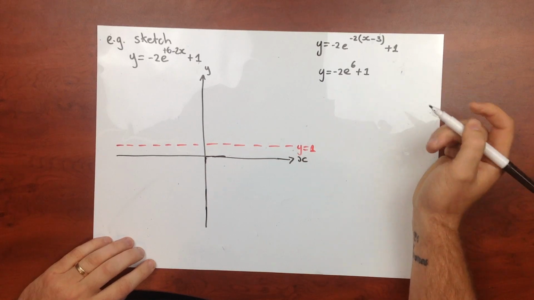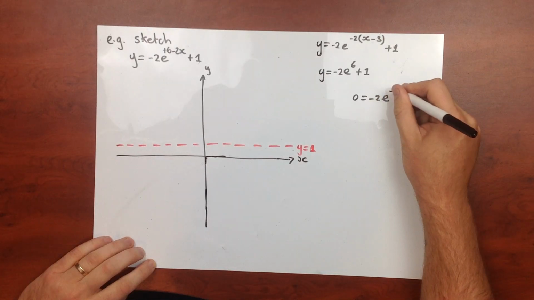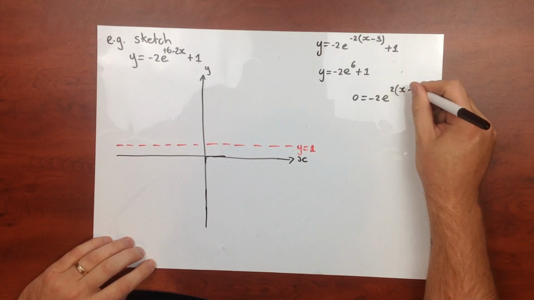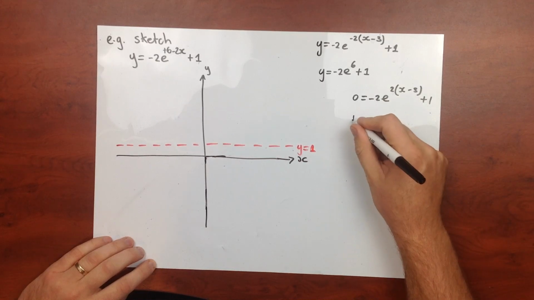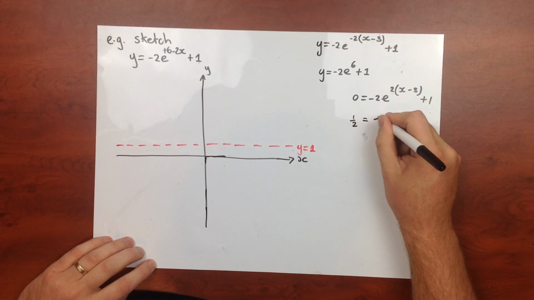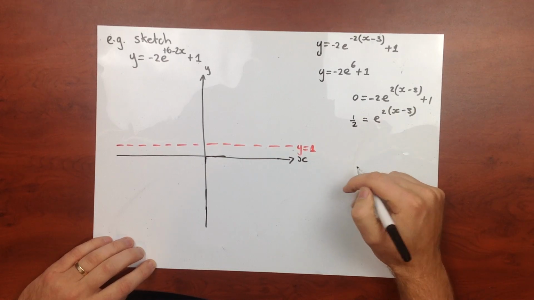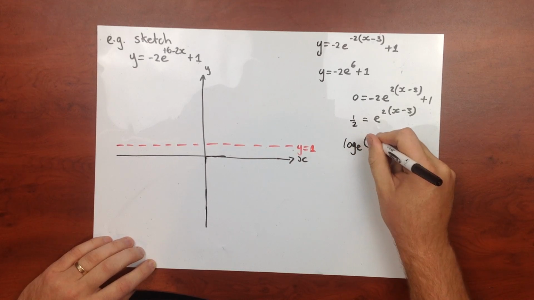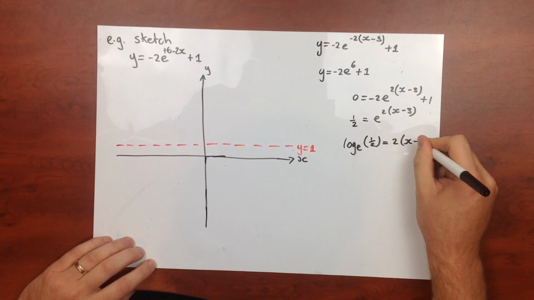Our x-intercept is when y equals 0. So we've got 0 equals negative 2 e to the negative 2 times x take 3, plus 1. Okay, so I'm going to take the 1 away and divide by negative 2, which means I'm going to get a half equaling e to the 2 outside of x take 3. Okay, from here we're going to use what I call the looping method and go log to the base e of a half equals 2 outside of x take 3.